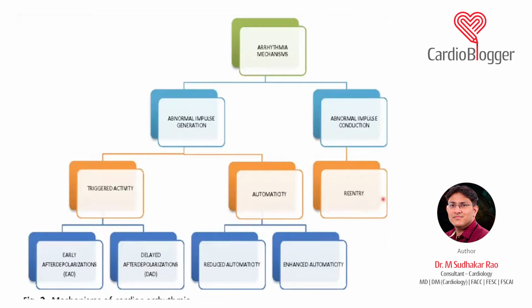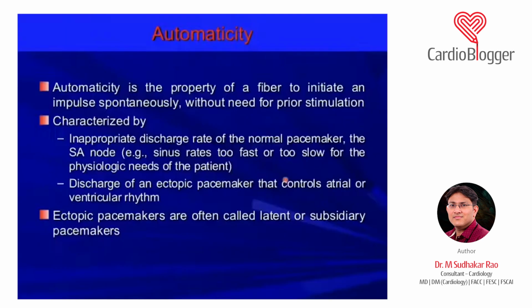So let's come to automaticity. As this slide shows, it can be reduced automaticity or enhanced automaticity. So what is automaticity? It is the property of a fiber to initiate an impulse spontaneously without the need for prior stimulation. That is one important thing. I'll give an example. We know that in re-entry mechanisms, like AV nodal re-entrant tachycardia, a stimulation is needed. That stimulation can be either an atrial premature complex or a ventricular premature complex. So it needs an initial impulse to initiate it.